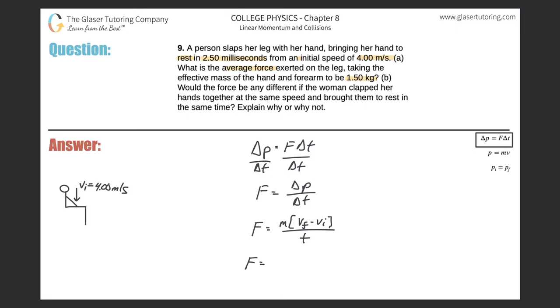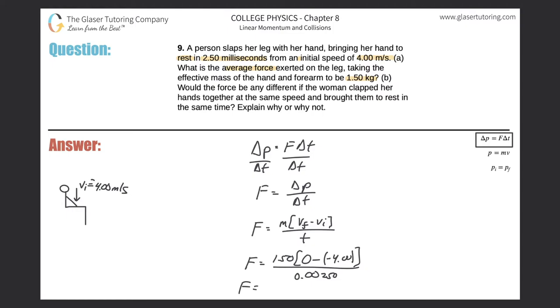So here we have the mass equal to 1.5 kilograms. The final velocity was zero. The initial velocity, here is basically my picture, here's the arm, it's going down. So the velocity is really in the negative y direction. When I plug it in here, I'm going to plug in a negative 4.00 meters per second. Then divide that by the time over which it took to change, so dividing the 2.5 milliseconds by 1,000. Another way to look at it is to move the decimal three places to the left. So it's 0.00250.